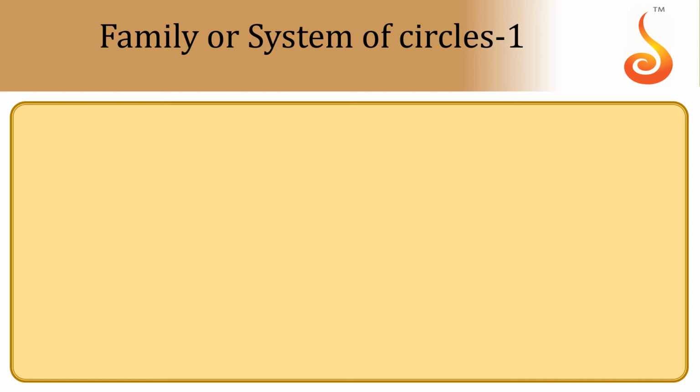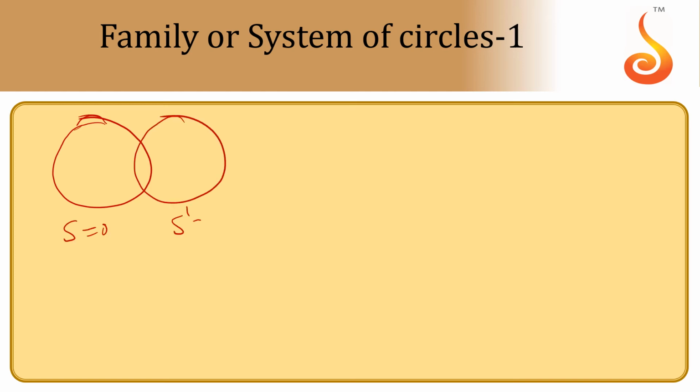Then the question arises: when you have two circles S equal to 0 and S dash equal to 0, through these points A, B, you can draw infinitely many circles. How to get them? That is nothing but again creating the locus. So how to get them? Suppose lambda 1 S plus lambda 2 S dash equal to 0.